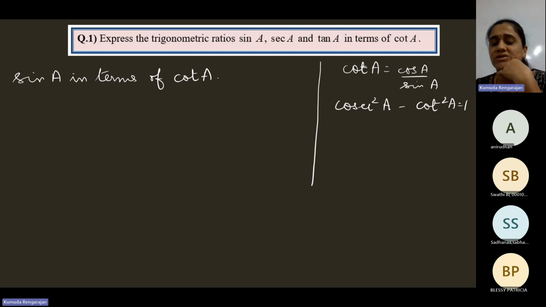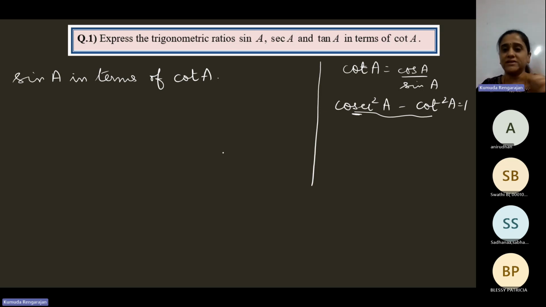So cot A is cos A by sine A. Cosecant square A minus cot square A is 1, right? And what is cosecant? It's 1 by sine, a reciprocal of sine. So I think we can use this, right?